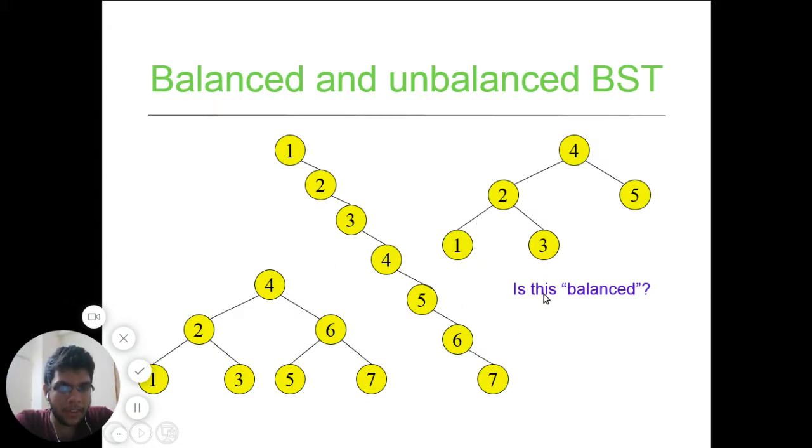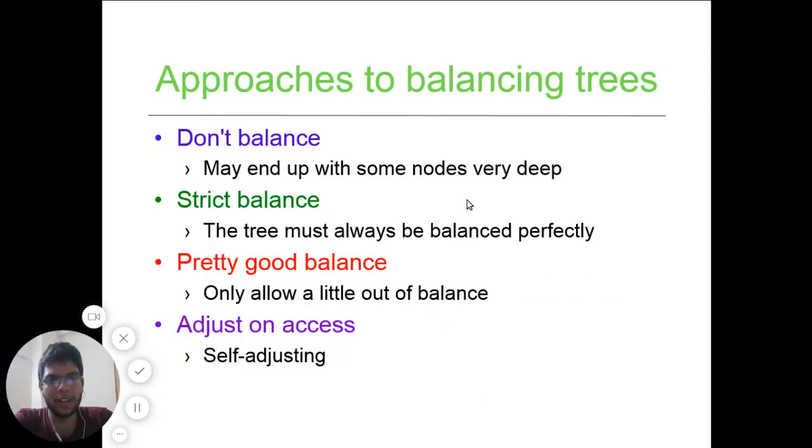And as you can see, the third tree, is this balanced? Well, in the true sense, it's not. But in some sense, it is because it's not completely unbalanced. It has some kind of balance. We don't know, it's some kind of strange balance. We'll explore it. So, what are the approaches to balancing a tree?